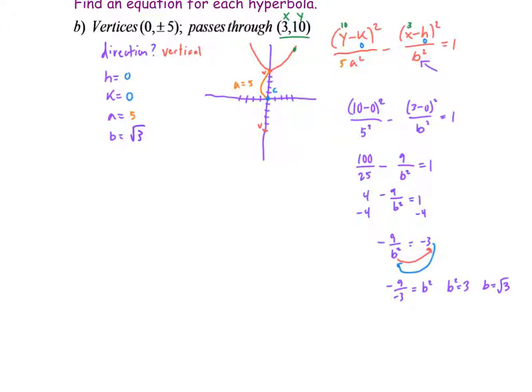So now we know everything we need to know. We're going to use this equation up here. I'm not going to rewrite it, so I'll just talk about it. So y minus k, which is 0, so just y, and then squared over a squared, which was 5, so 25, minus, and then x minus 0, so x squared, and then b, which is the square root of 3. Square root of 3 squared is 3, and that's always equal to 1.